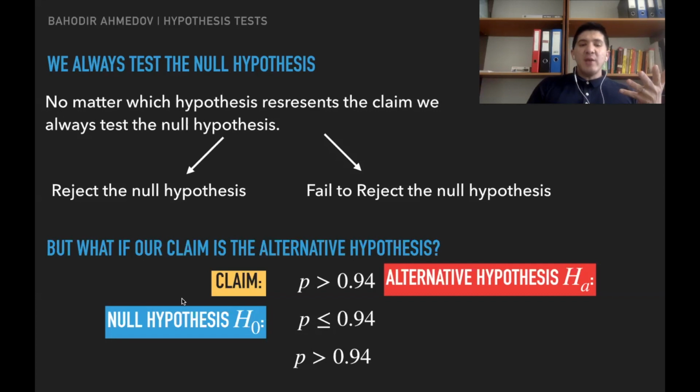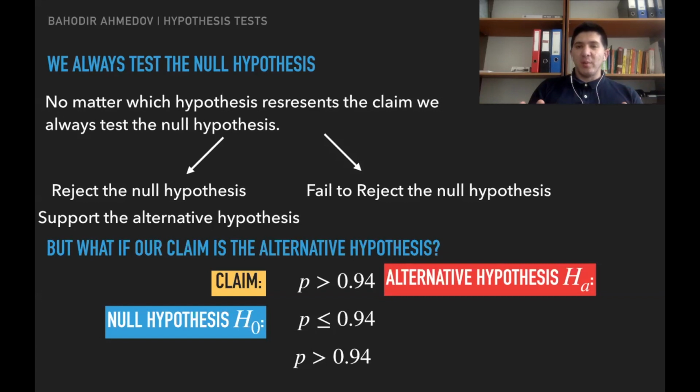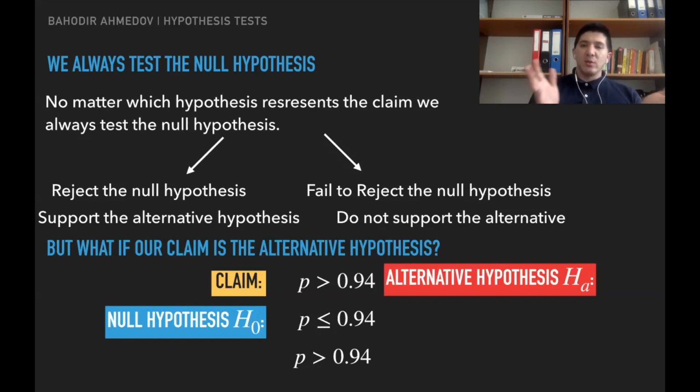So in this case, if the null hypothesis is rejected, then the alternative hypothesis is not rejected. It's going to be supported because the alternative hypothesis is the opposite of the null hypothesis. But if for this kind of claim the null hypothesis fails to be rejected, it means that the null hypothesis is okay, but we are not going to support the alternative hypothesis, which is our claim. So basically, we always test the null hypothesis, and then we can draw conclusions about the alternative hypothesis as well by just taking the opposite conclusions.